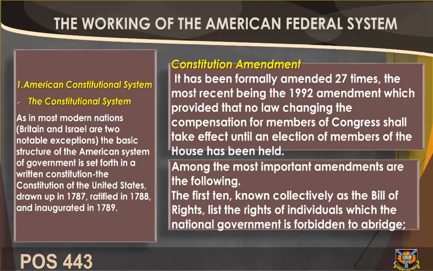Constitution amendments. It has been formally amended 27 times, the most recent being the 1992 amendment, which provided that no law changing the compensation for members of Congress shall take effect until an election of members of the House has been held. Among the most important amendments are the following. The first 10, known collectively as the Bill of Rights, list the rights of individuals which the national government is forbidden to abridge.